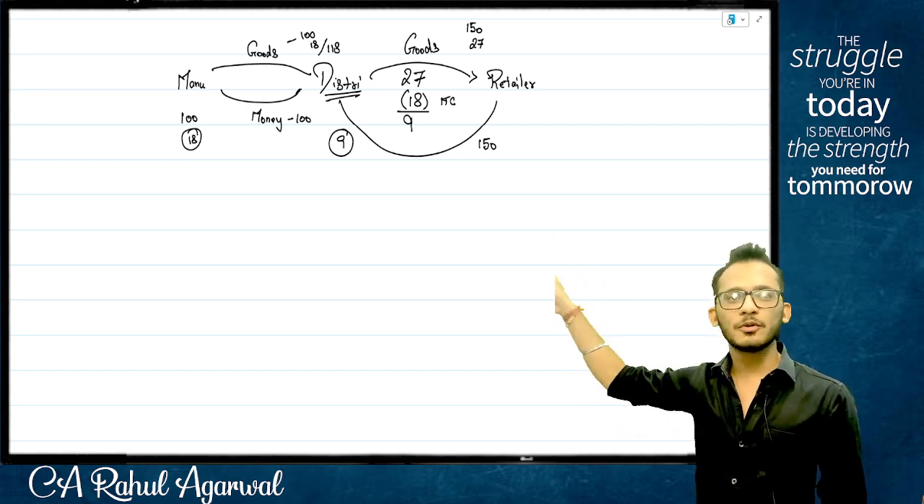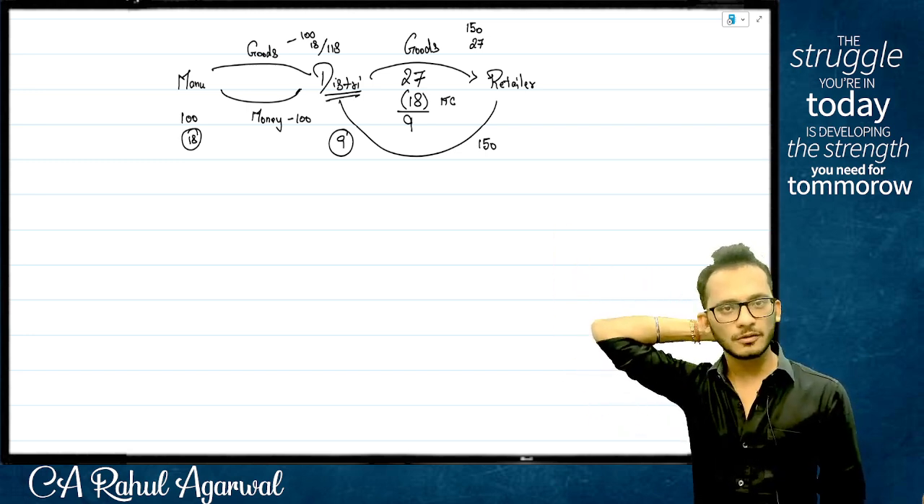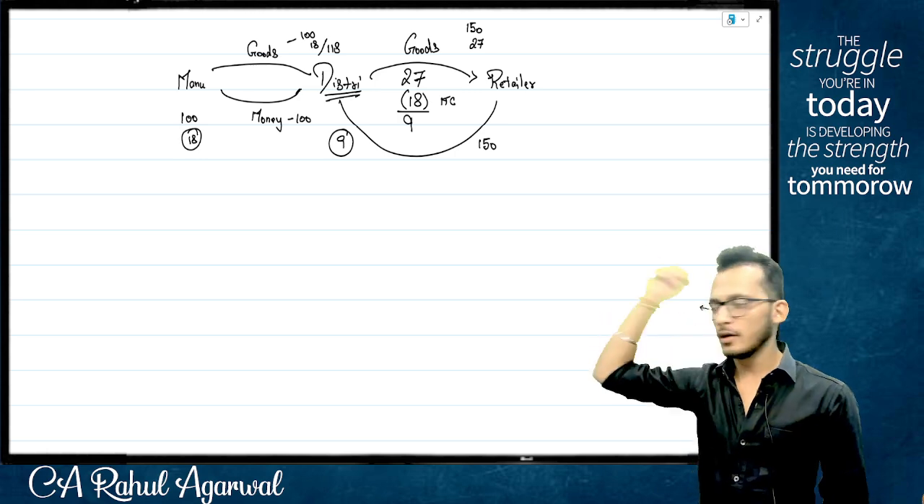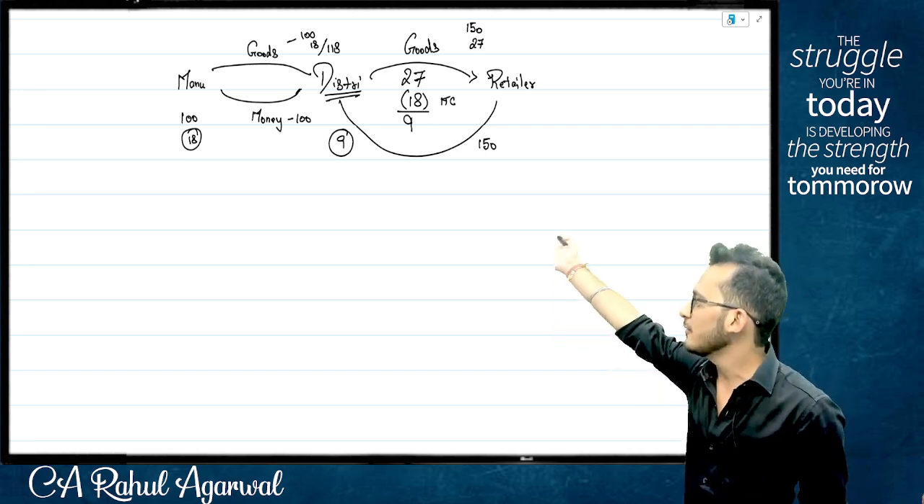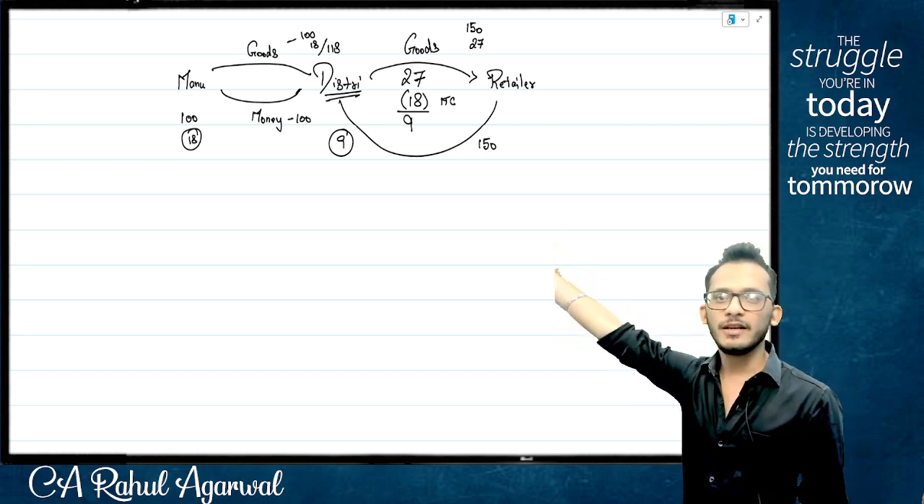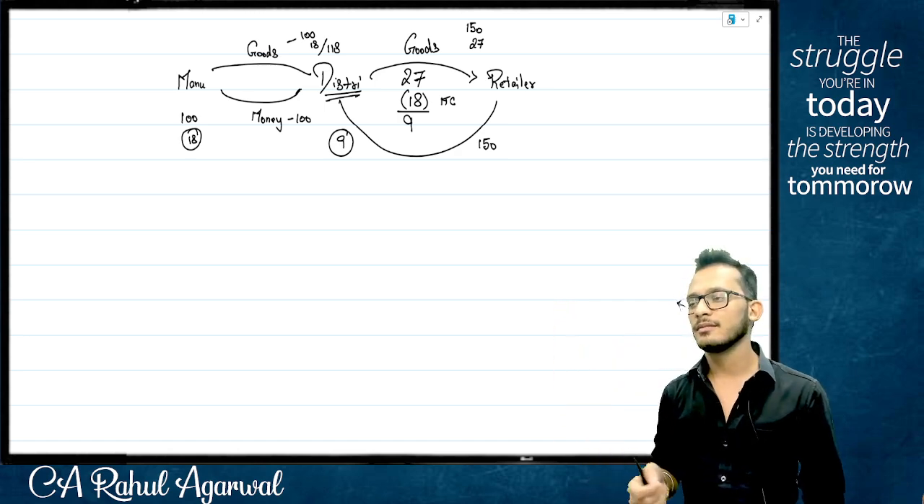Tell me what is the difference between both? Are you seeing any difference between both? I am not. What is the manufacturer doing there? Paying tax on 100. What is the distributor doing there? Paying tax on 50. What is the manufacturer doing there in GST? Paying tax on 100. What is the distributor doing? Paying tax on 50. The point is the same.